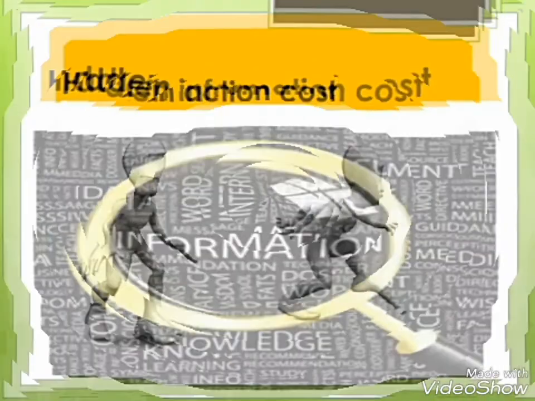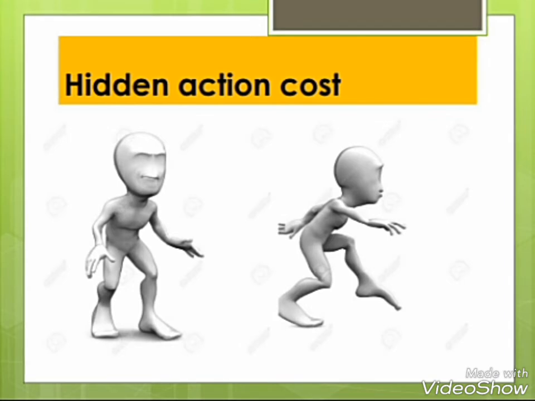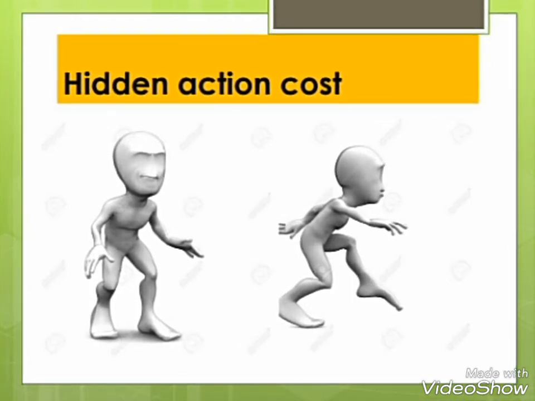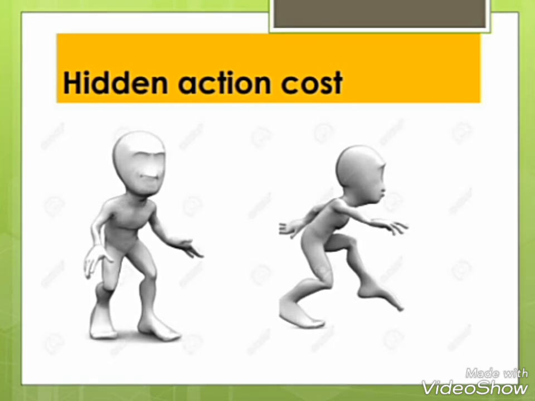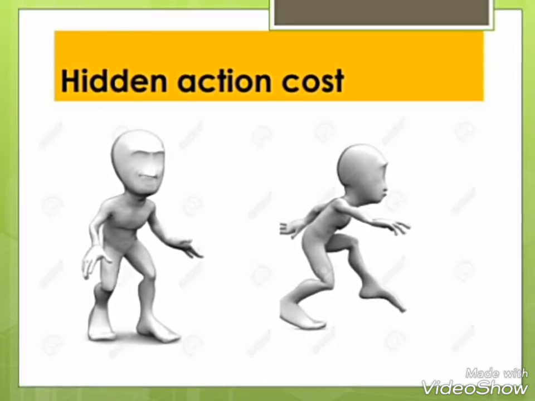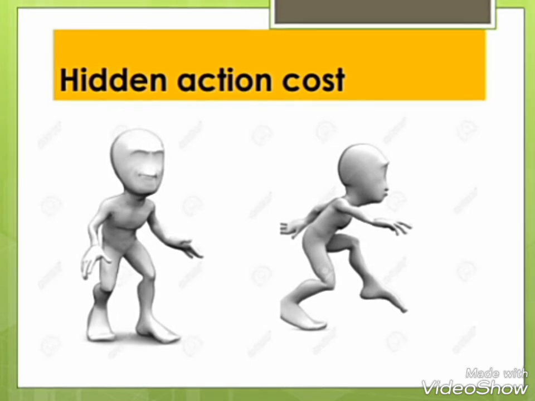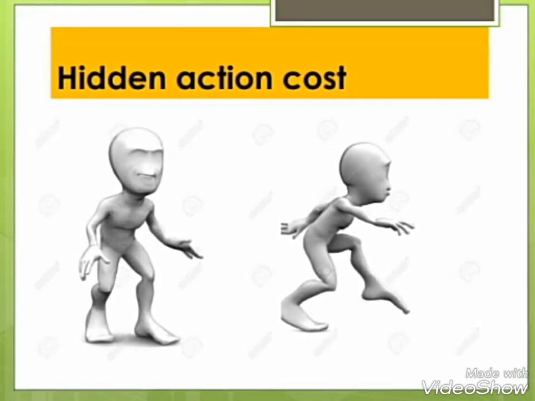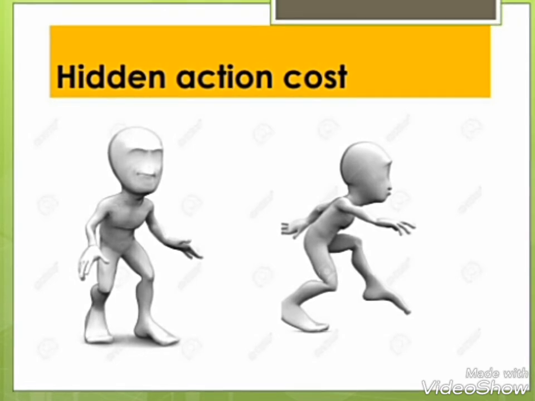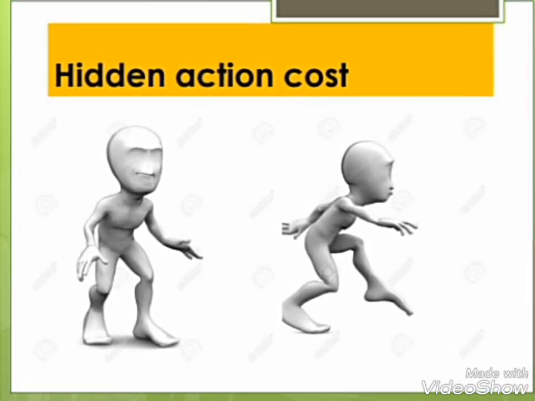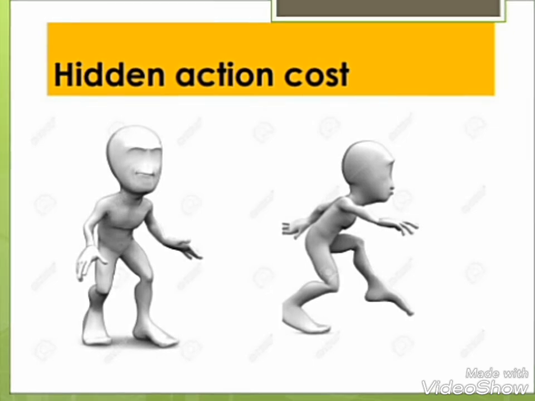Now, the second part is the hidden action cost. Hidden action cost is the cost involved when any person bears the cost of any other person's actions. Hidden action by one party affects the probability of favorable or unfavorable outcomes.